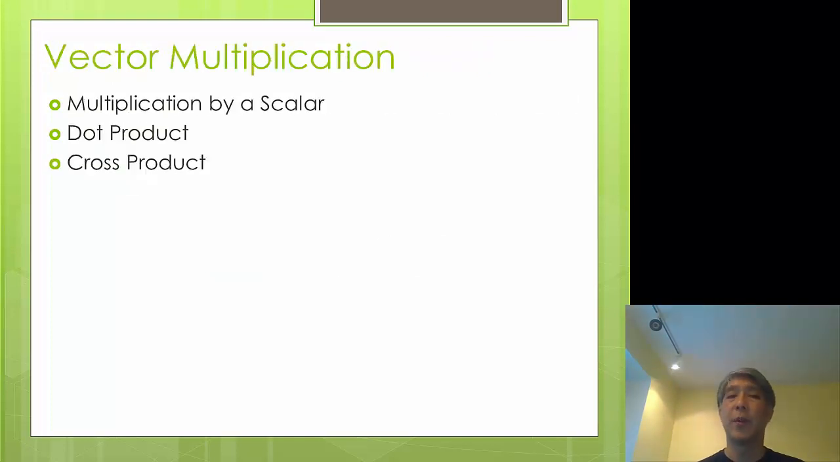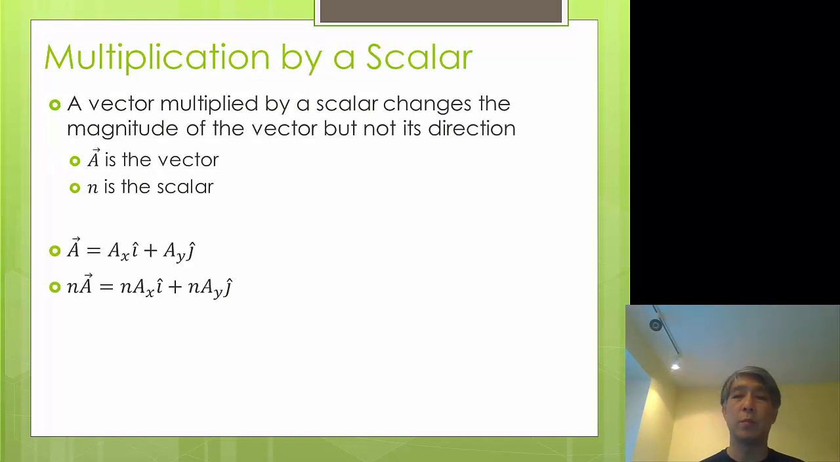We'll also be doing vector multiplication. There are three different types of multiplication. Really, only the first one is required to be known, but the other two are useful, and I will go over them briefly. The first one is multiplication by a scalar. This is what we do when we just multiply it by another number. It changes the length or magnitude of my vector. That's all it does. So the magnitude would get multiplied up.